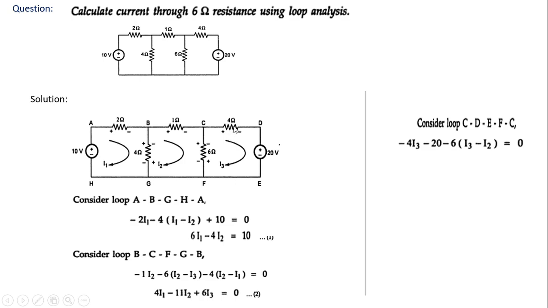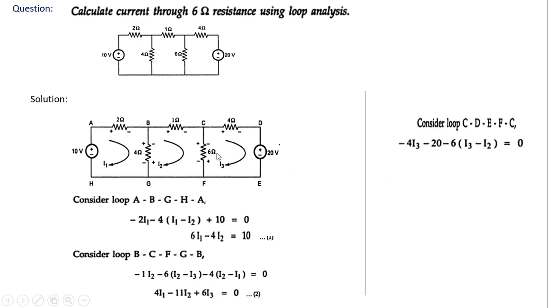In the third loop, one 4 ohm resistor, a 20 volt source and a 6 ohm resistor are connected. The voltage drop across the 4 ohm resistor is minus 4I3. And then consider the 20 volt source. The leaving end of loop current I3 is the negative polarity of the 20 volt source. So minus 20.